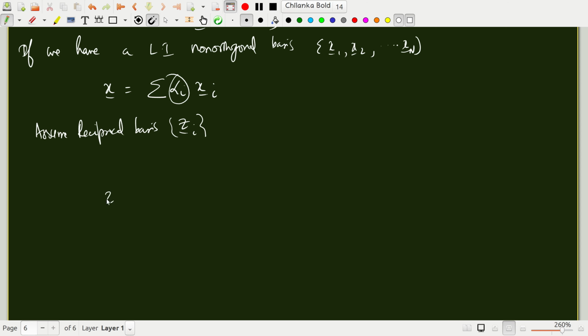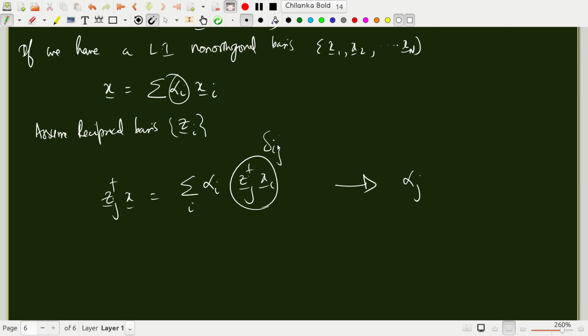Because it's reciprocal, I can take Zj dagger x, which is nothing but the summation over i of alpha i Zj dagger xi. But Zj dagger xi is delta ij, because that's how we are constructing the reciprocal basis, right? Xi inner product Zi dagger is 1, but any other vector gives 0. That's how we are constructing these vectors. So with this delta and this summation, alpha j is nothing but Zj dagger x.